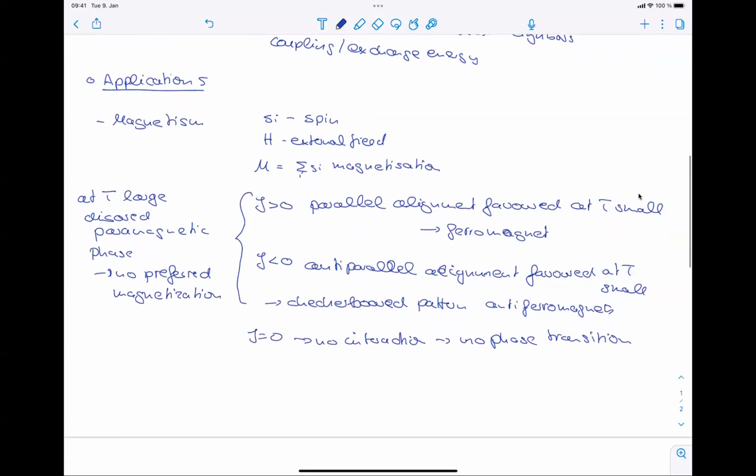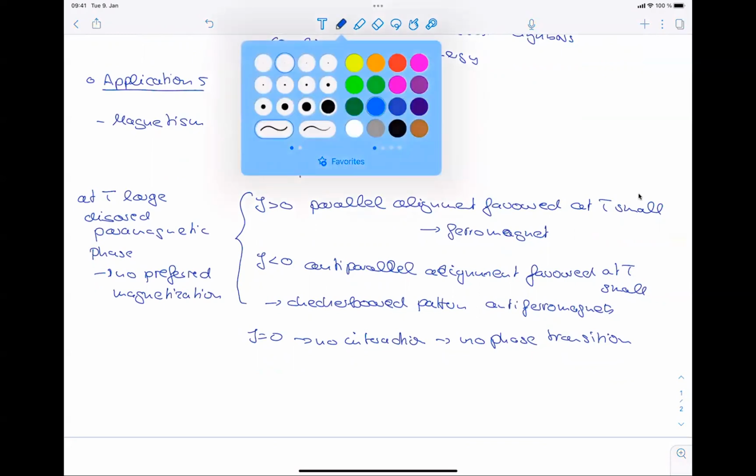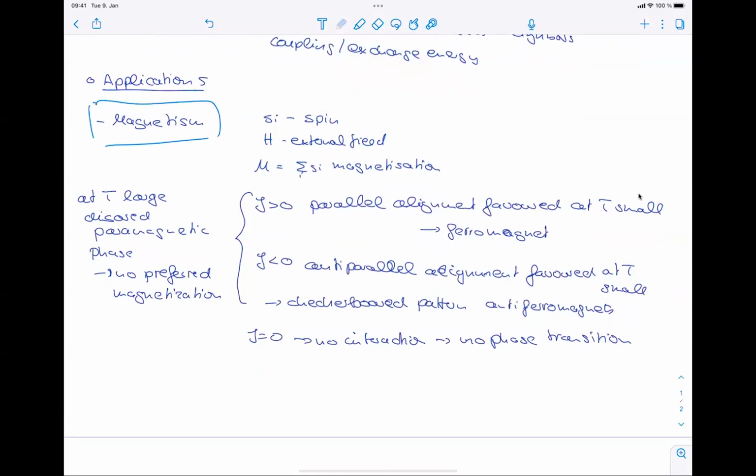Okay, so that's kind of the obvious, right? So Ising model, magnets, but it's by no means the only one. So this was magnetism. Okay, let's keep going.